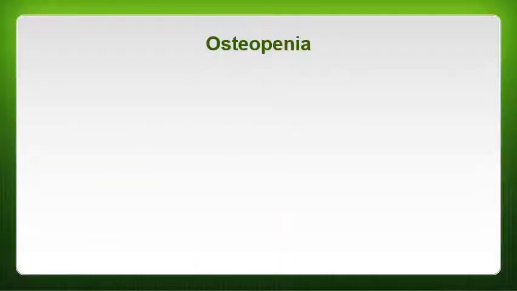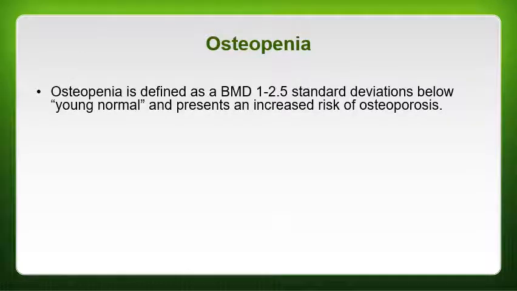Okay, so now we'll look at osteopenia. I had mentioned osteopenia briefly in the discussion about osteoporosis. So osteopenia, when we look at the bone mineral density, is 1 to 2.5 standard deviations below young normal. So this is when we look at individuals that are presenting with a high risk of developing osteoporosis.